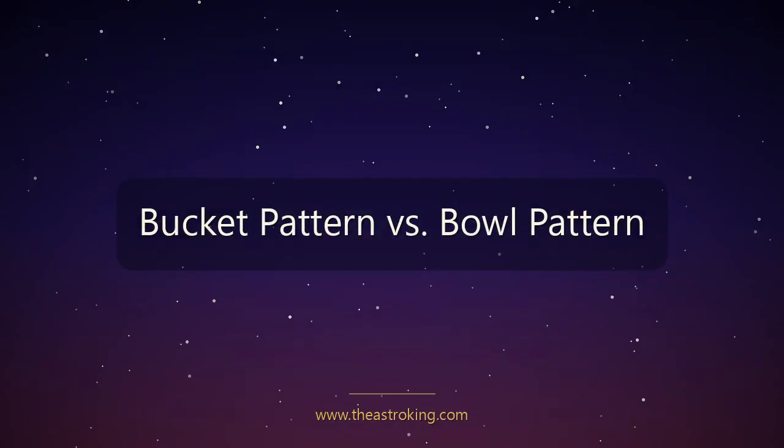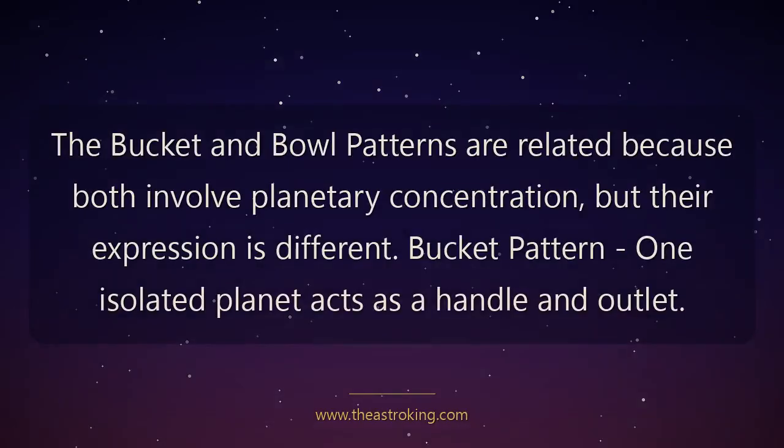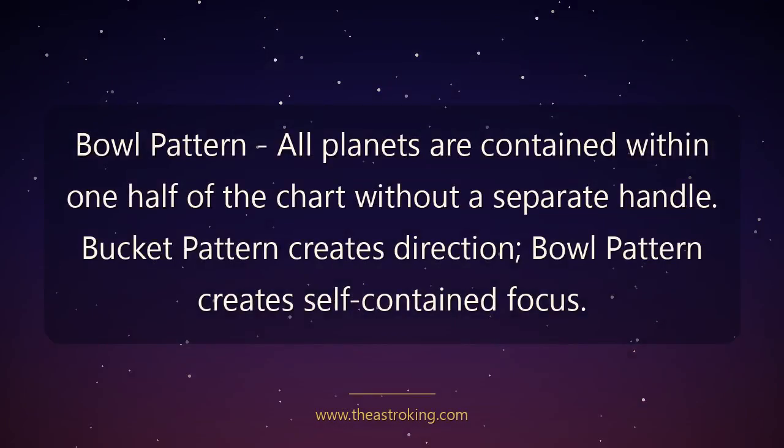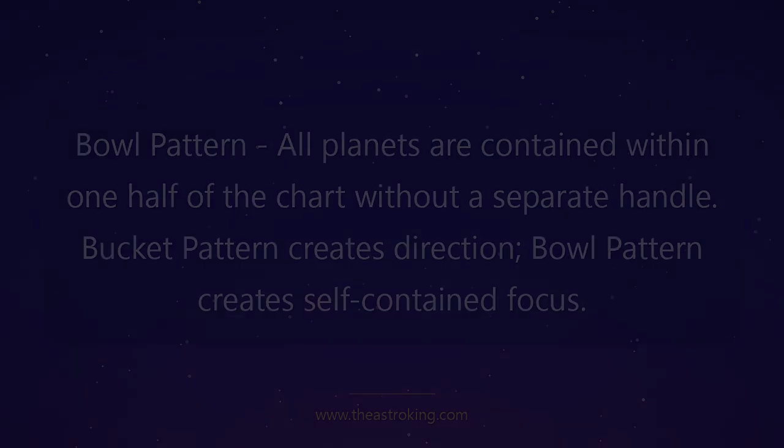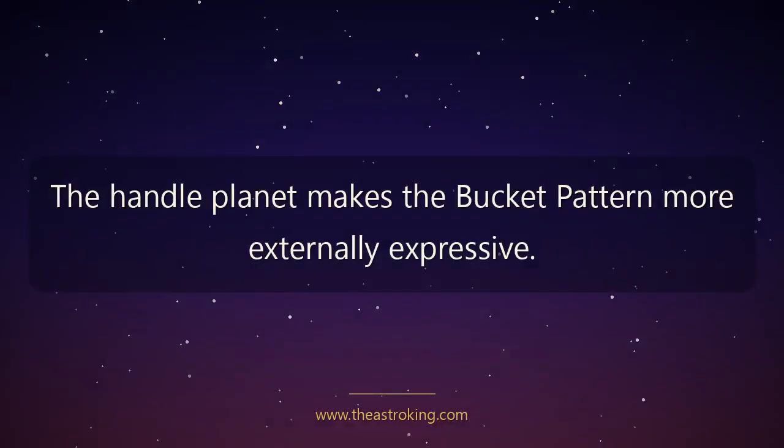Bucket pattern versus bowl pattern. The bucket and bowl patterns are related because both involve planetary concentration, but their expression is different. Bucket pattern: one isolated planet acts as a handle and outlet. Bowl pattern: all planets are contained within one half of the chart without a separate handle. Bucket pattern creates direction. Bowl pattern creates self-contained focus. The handle planet makes the bucket pattern more externally expressive.